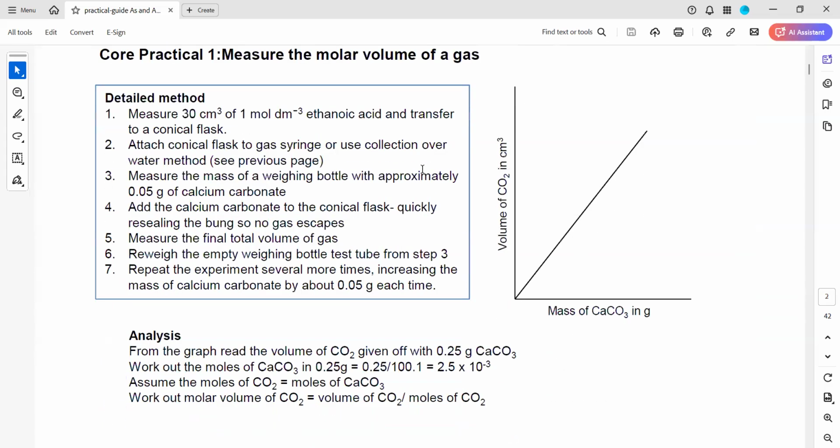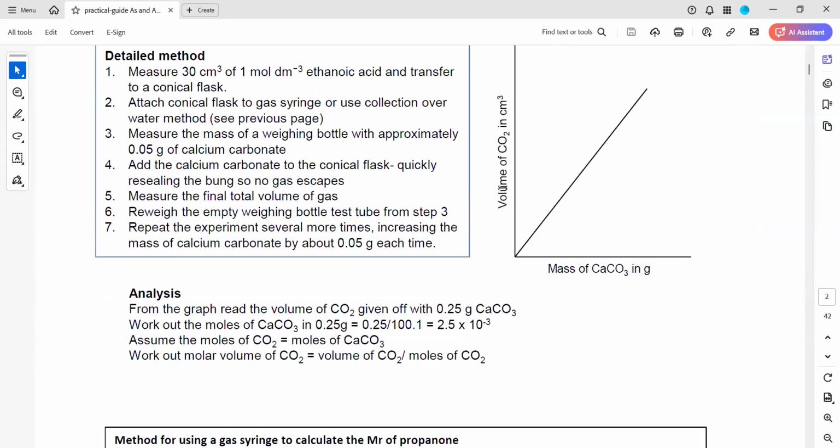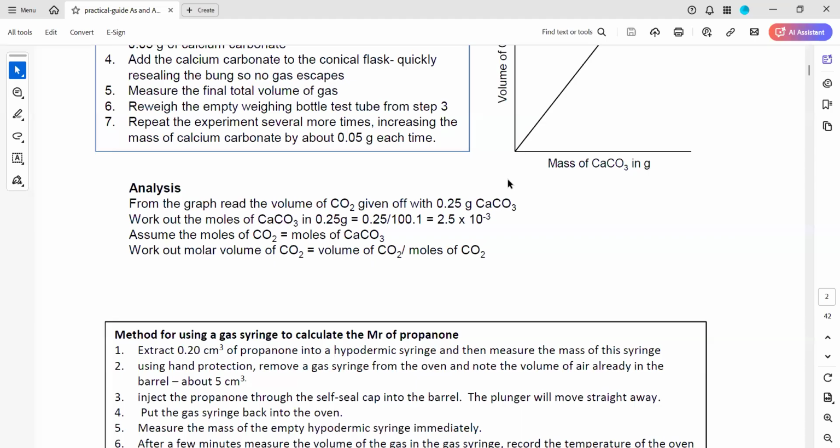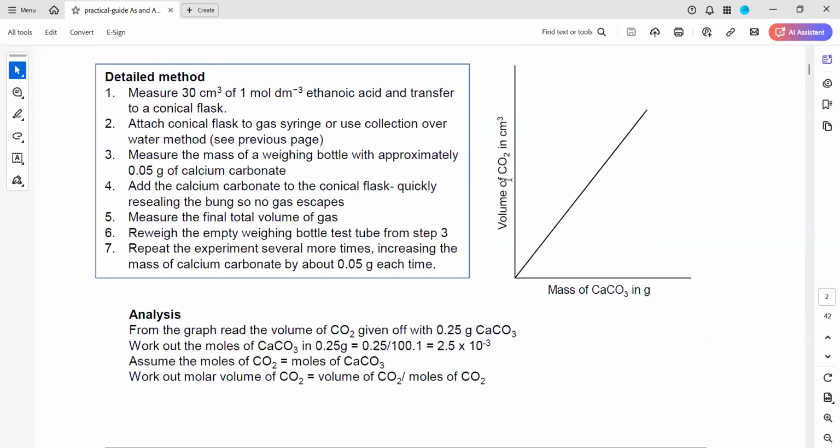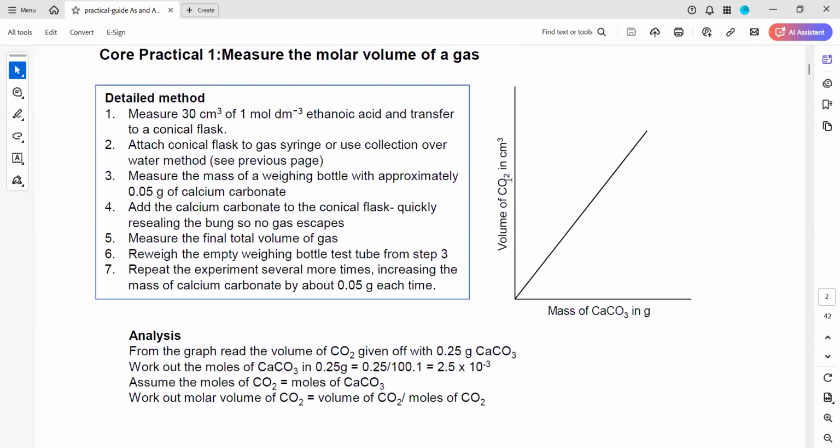Measuring the molar volume of a gas, how we can measure the volume of a gas. There are different techniques. For example, these are core practicals, measuring a molar volume of a gas. So what we did: measure 30 cm³ of 1 mole per dm³ ethanoic acid and transfer into a conical flask.